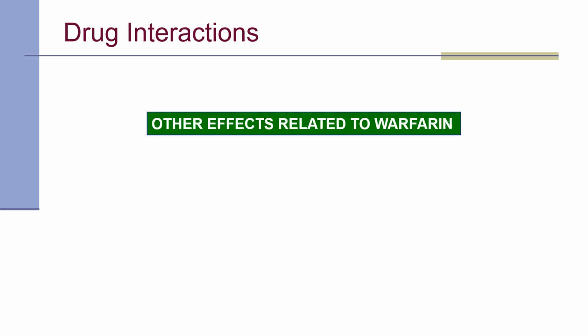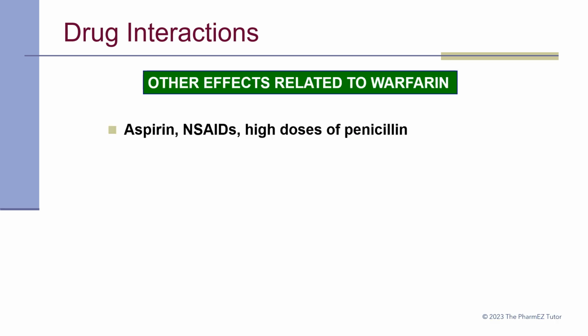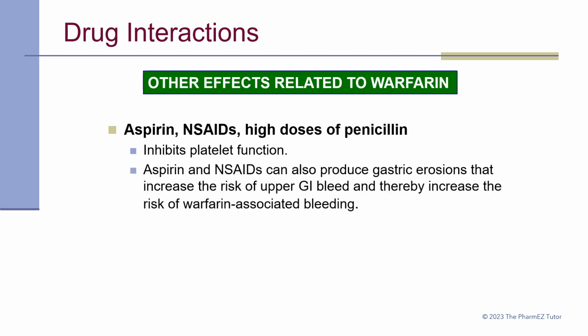Here are some other effects related to warfarin. Aspirin, NSAIDs, and high doses of penicillin inhibit platelet function. Aspirin and NSAIDs can also produce gastric erosions that increase the risk of upper GI bleed and thereby increase the risk of warfarin-associated bleeding.